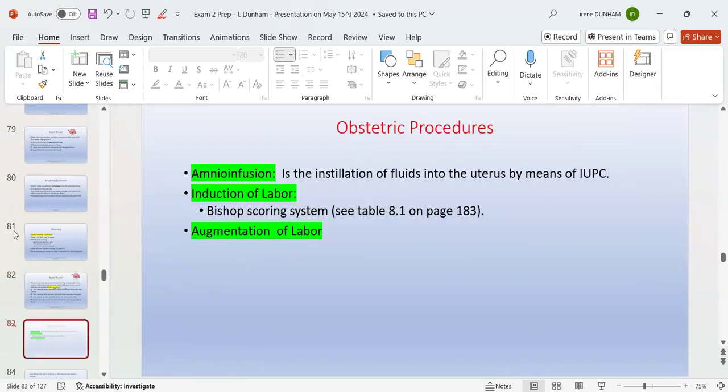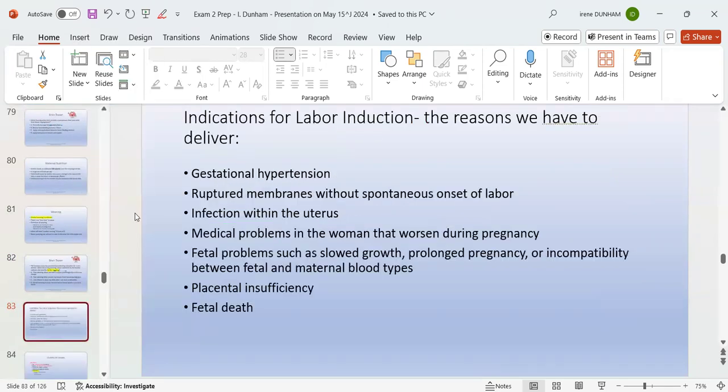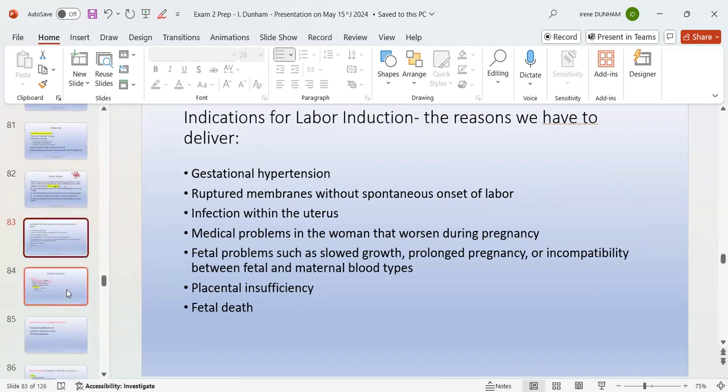Oh, well, we already did that. Okay, let's get rid of that slide. We talked about that already. All right. Oh my goodness. Okay, let's see. We did this one too. I think I have some repeats here.